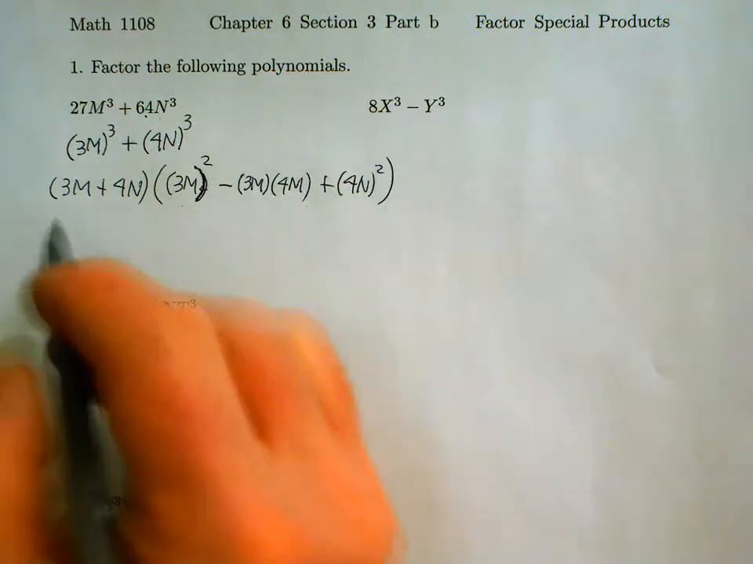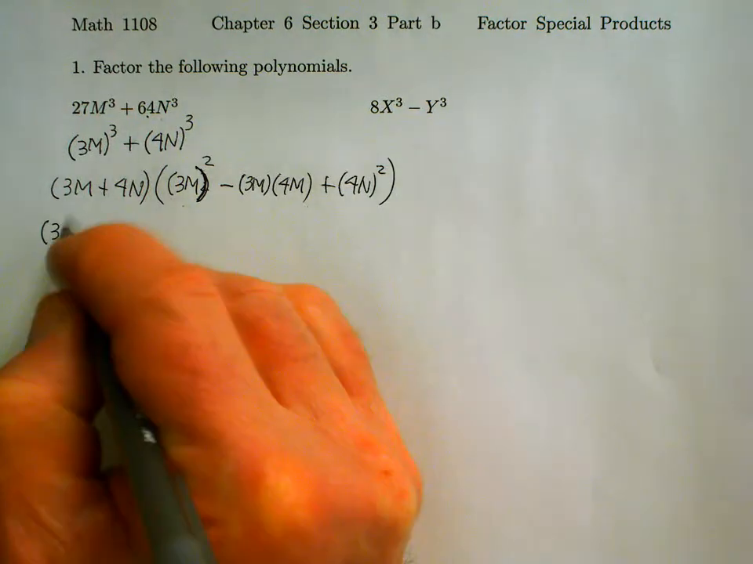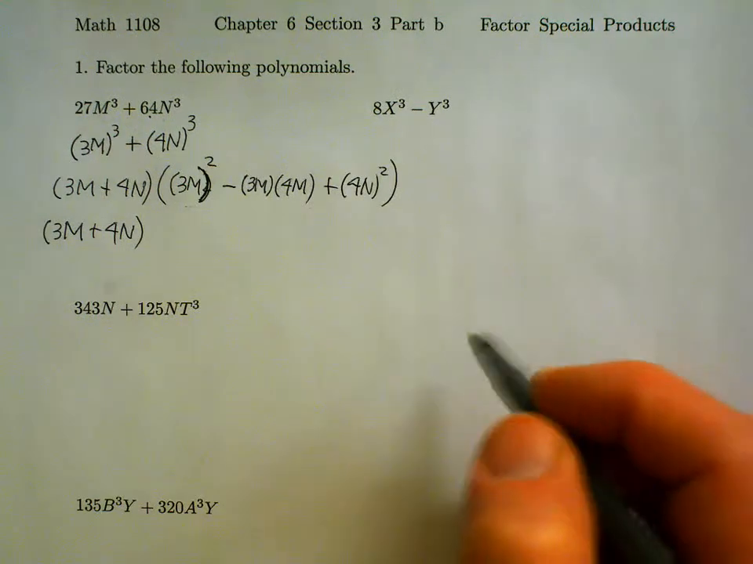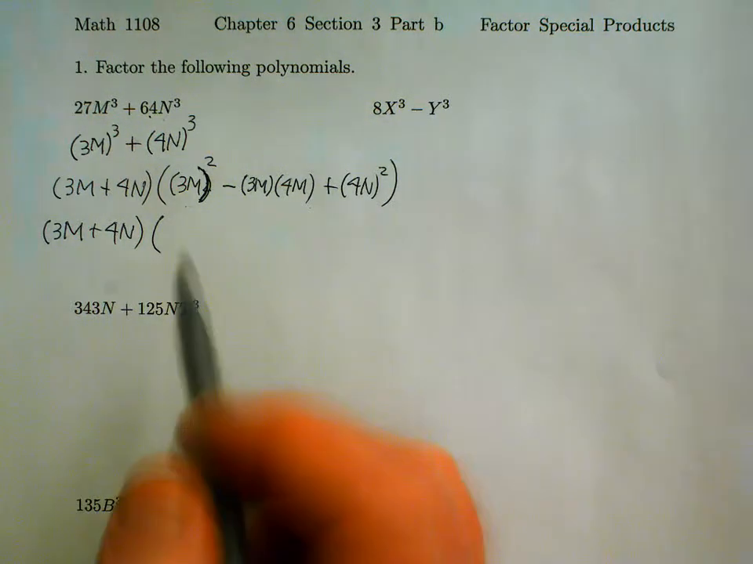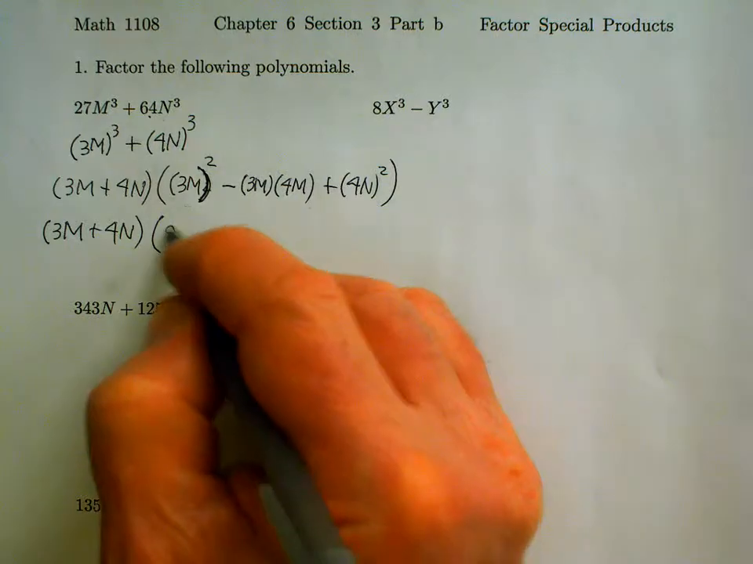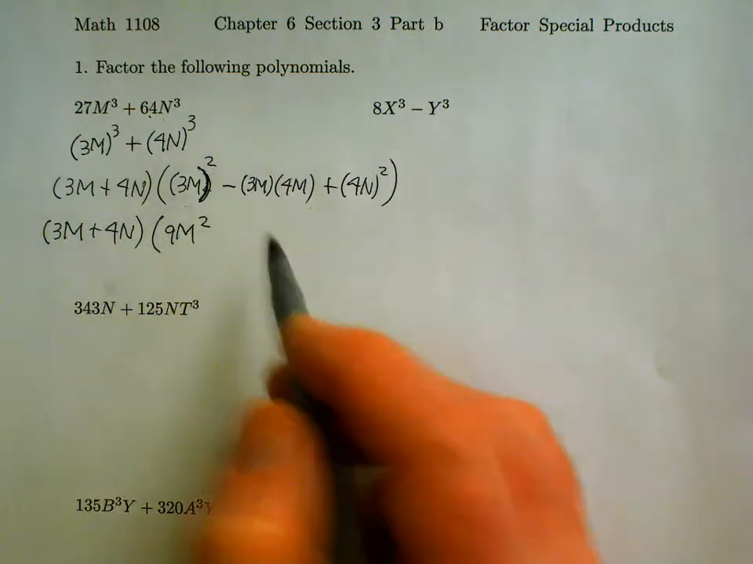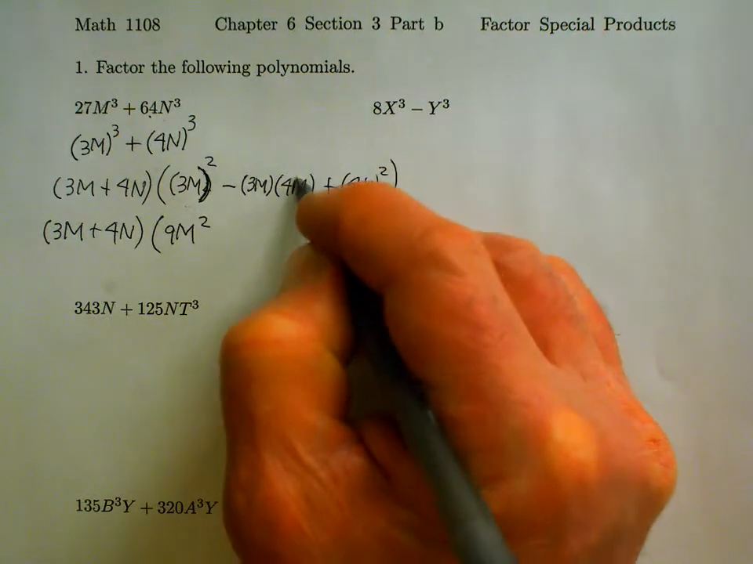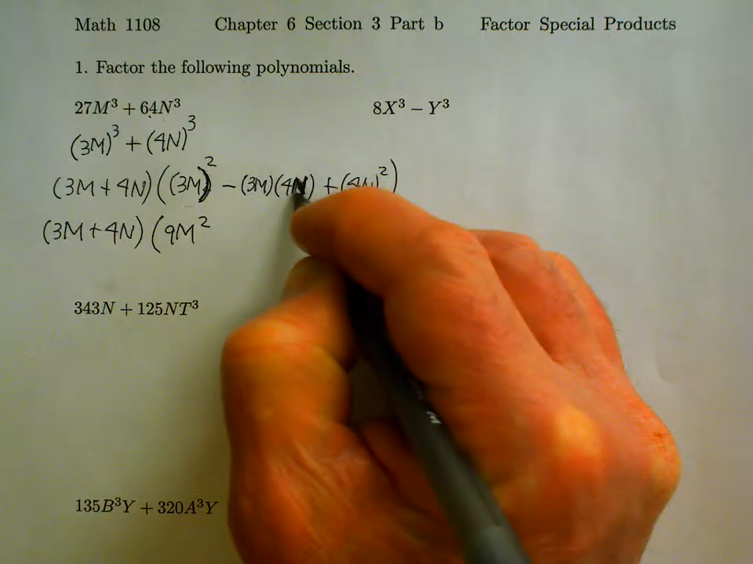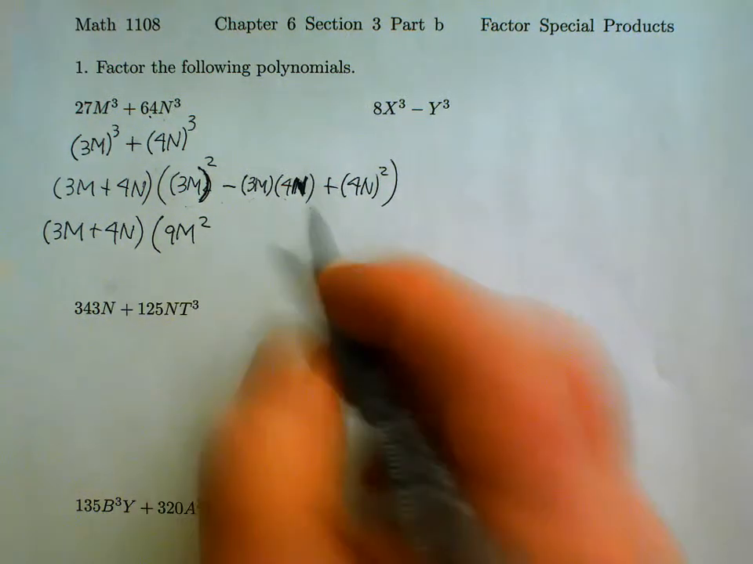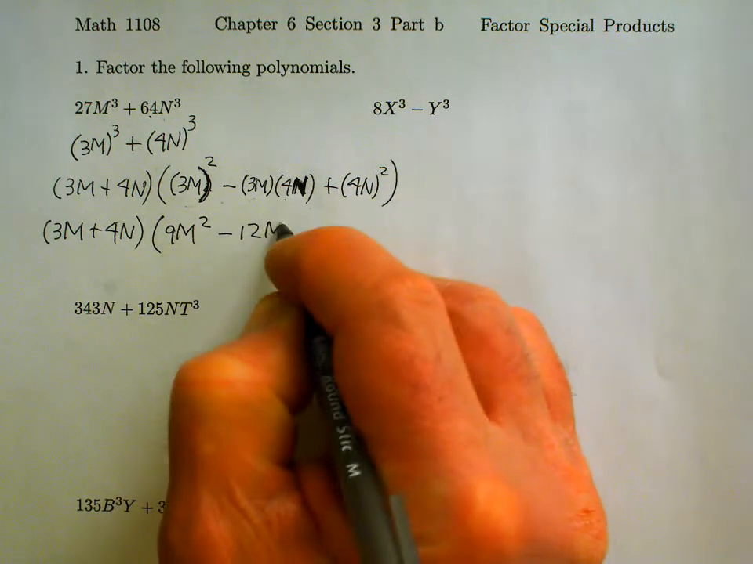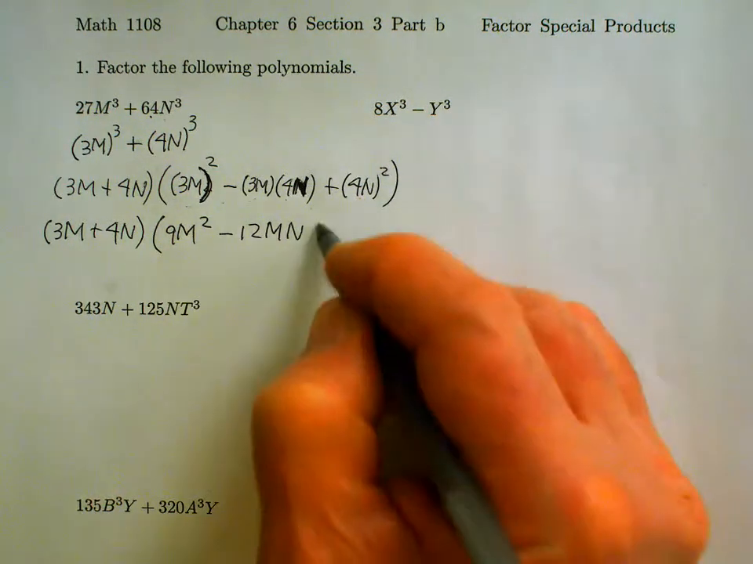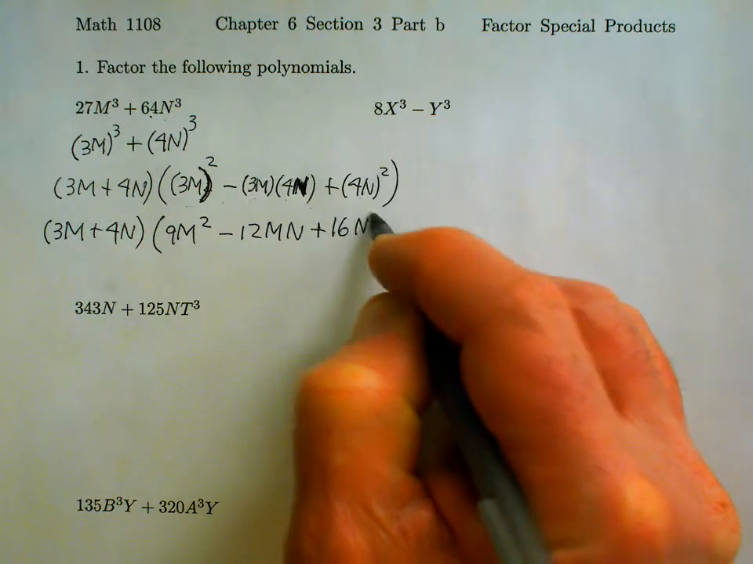And we'll simplify a little bit more. The binomial stays the same, 3m plus 4n. And then in the trinomial, when we square the term 3m, we get 9m to the second. And then we subtract 3m times 4n. So minus 3m times 4n is minus 12mn. And then finally, when we square 4n, we get 16n to the second.